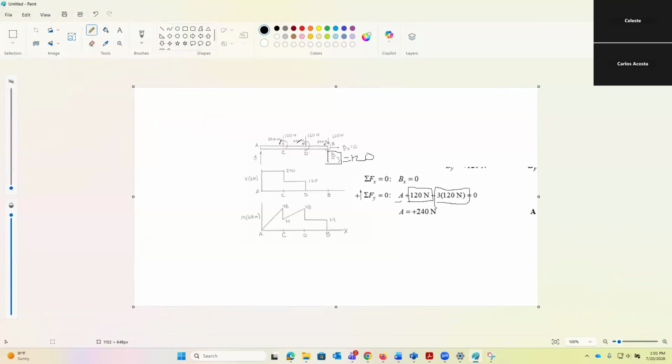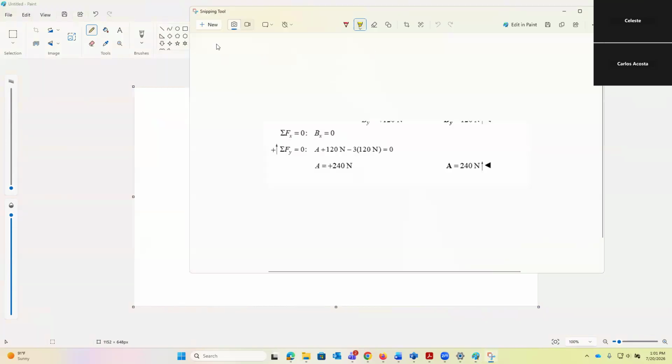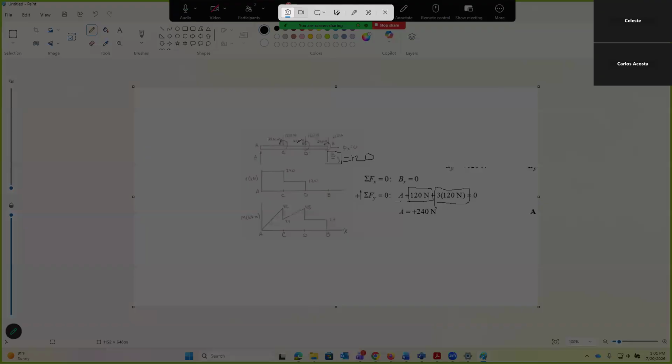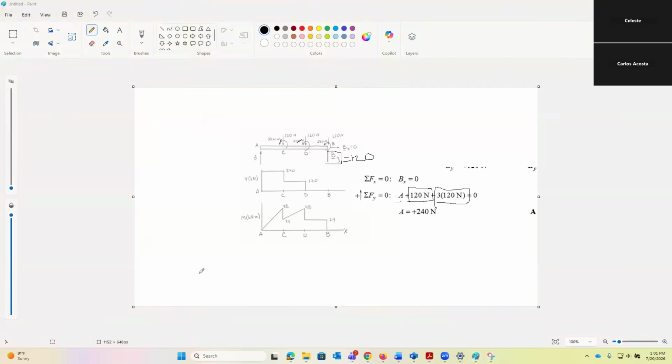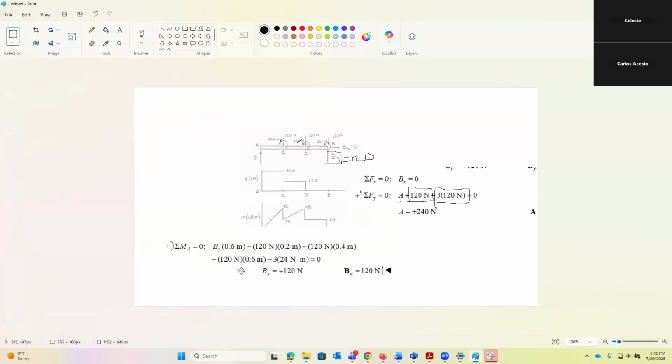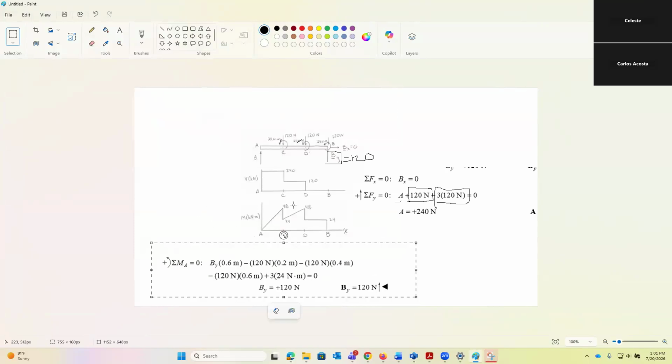How do we know? It's because when we did the moment, we needed to do the moment first because we had one equation and two unknowns. So we always usually do the moment first. And it's BY times 0.6 minus 120 times 0.2, 122.4, and 120 times 0.6, which is 2.2 plus 0.2 plus 0.2. And then the three moments at 24. That's the part that we skipped.